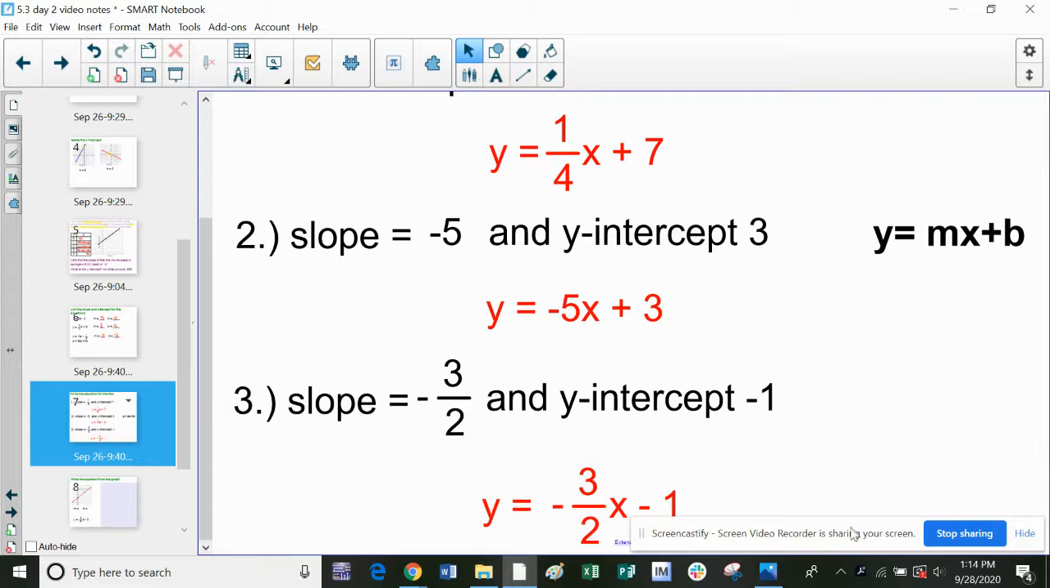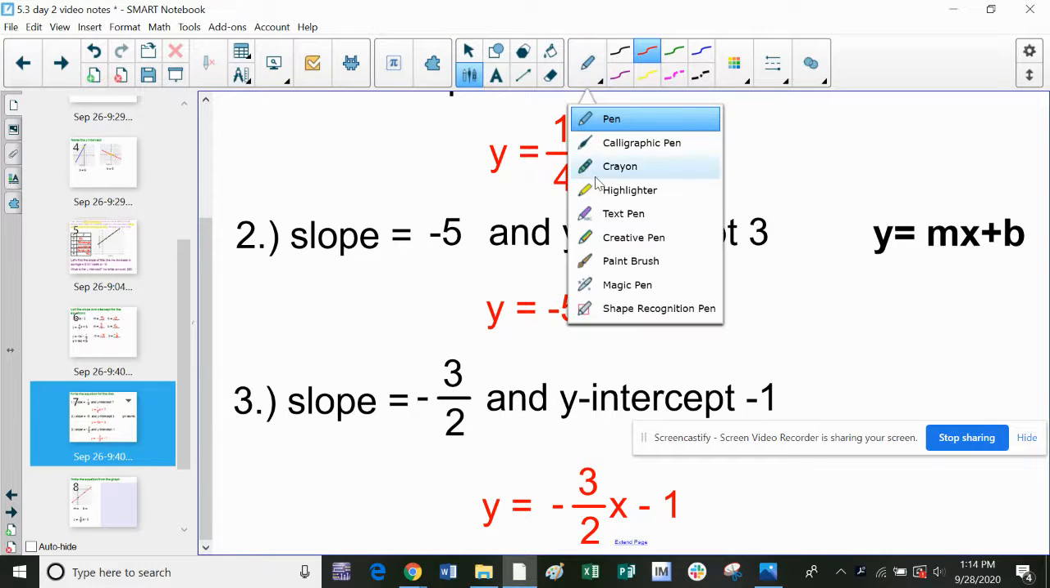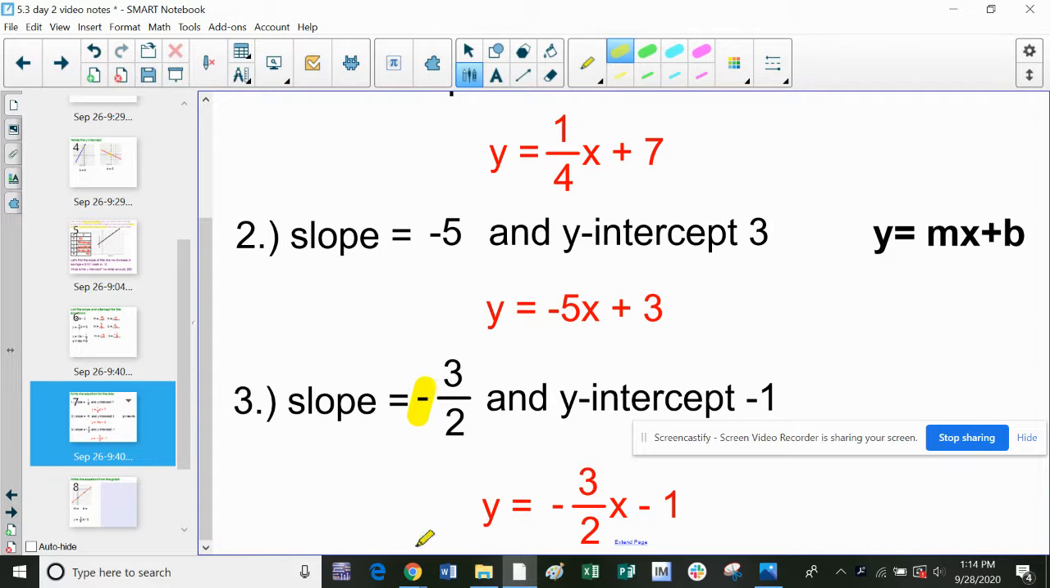And for the last one, did you get y equals -3/2 x minus 1? This is a strange one because your slope is negative and it's an improper fraction. It means you're going up 3 and then to the right 2. Actually, nope, I lied. Look at this. You're going down 3. Negative slope means you're going down 3 and then to the right 2. And it's crossing at -1. So lines can do strange things.